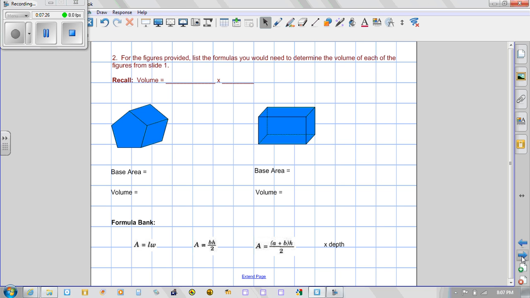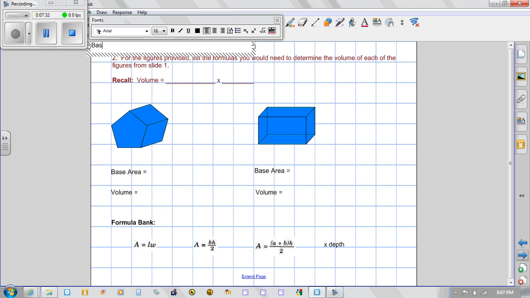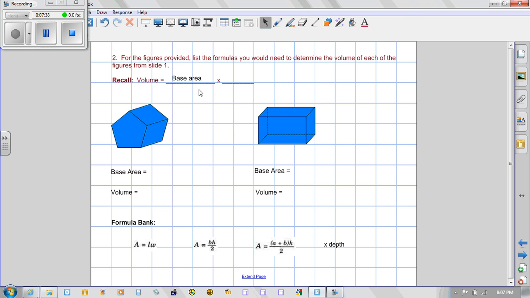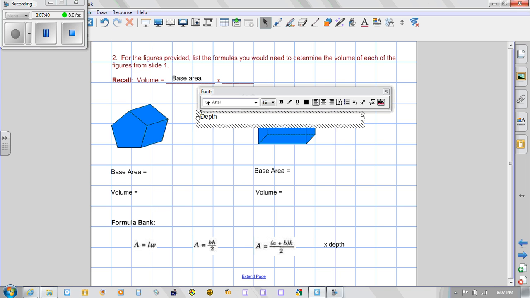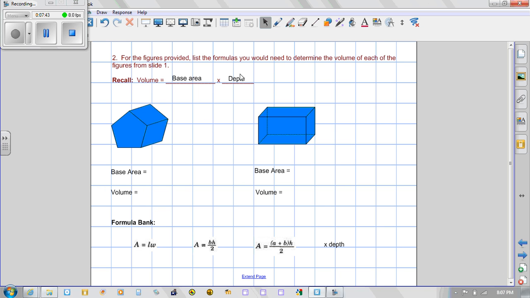Okay, and I want you to recall that from earlier on, I did mention that the volume is the base area multiplied by the depth, which is also referred to in some cases as the height. It depends on the context. Okay, so for each figure, we're going to look at the base area and we'll identify what that is and a formula that will be used for it. And from there, we'll be able to calculate the volume.